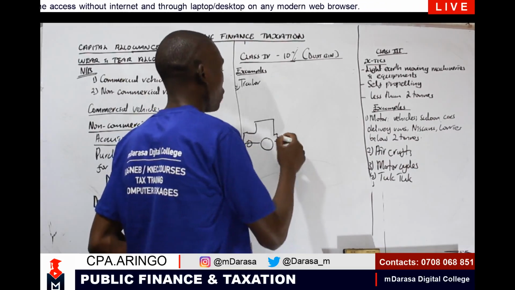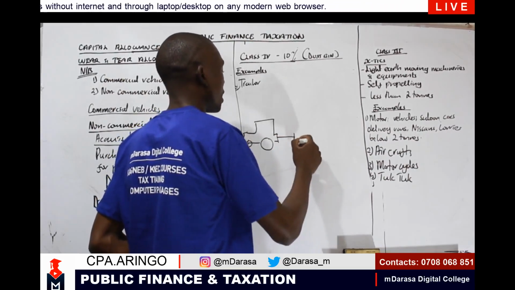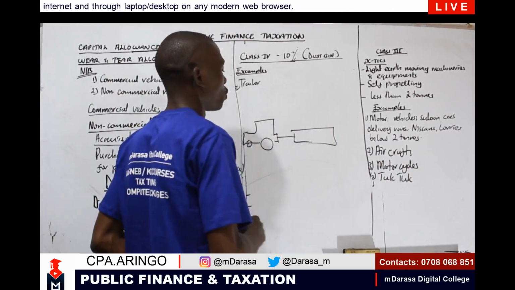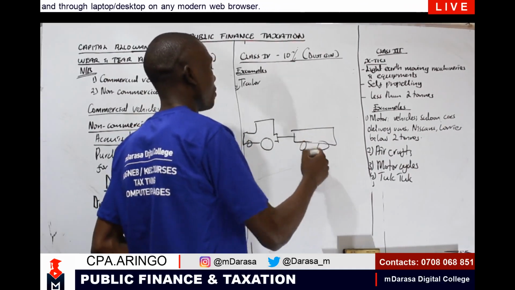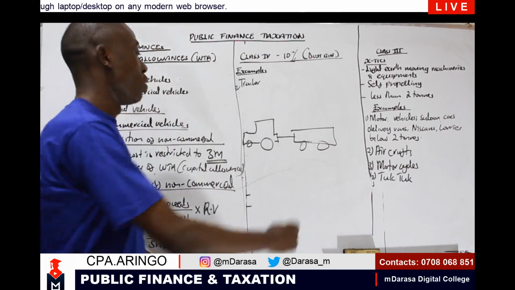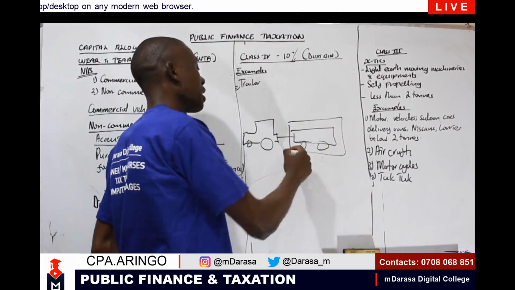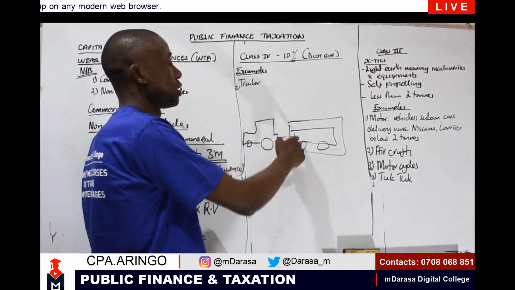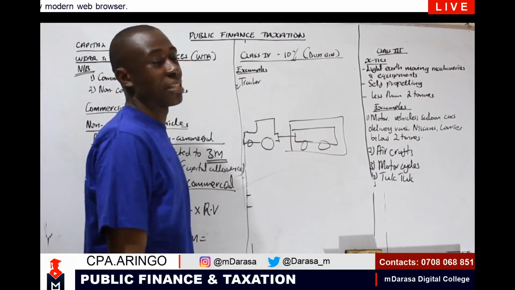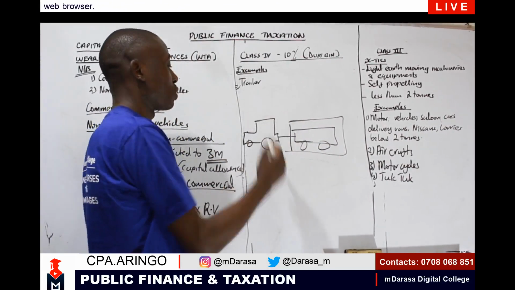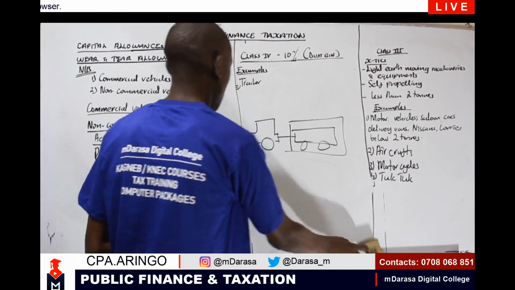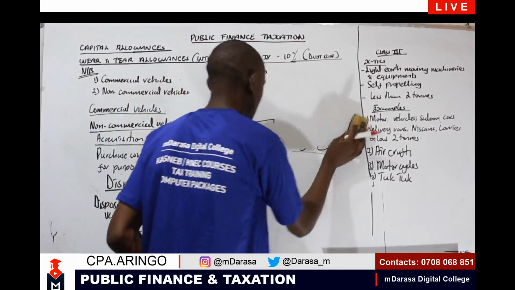So in this tractor, of course, there is that aspect that you normally attach behind. This is what you're terming as a trailer. So we are saying that if you're given only this alone, you're going to take it under class 4. This is what you're terming as a trailer, okay?